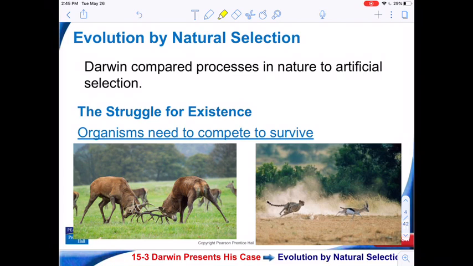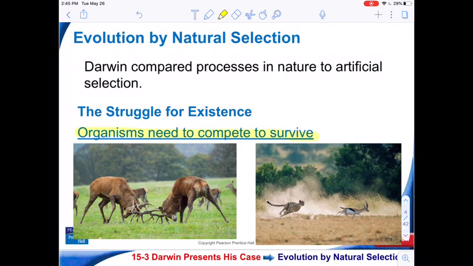Now, the way that nature does this is through the struggle for existence. And a way to define the struggle for existence is that organisms need to compete to survive. So not all animals, or plants for that matter, that are produced are going to survive to reproduce themselves. There's a competition in nature.